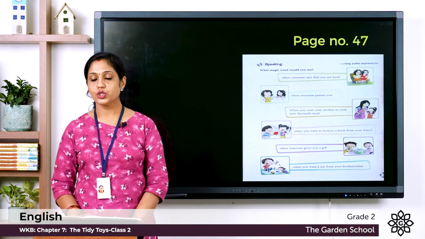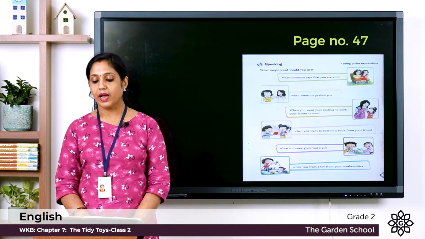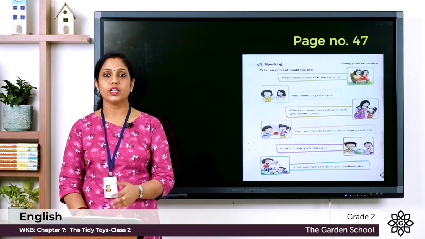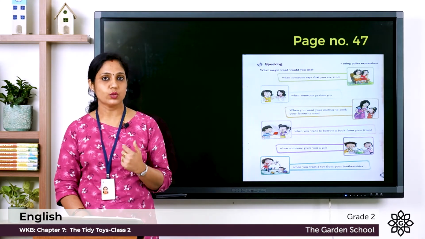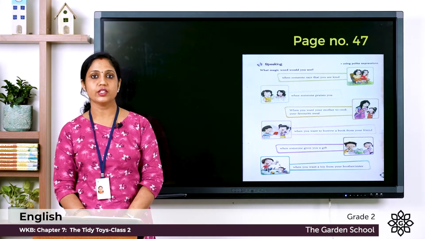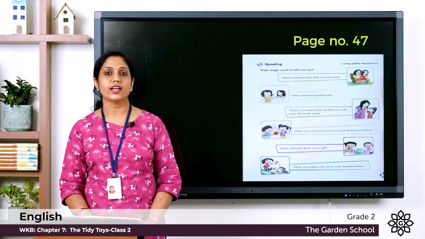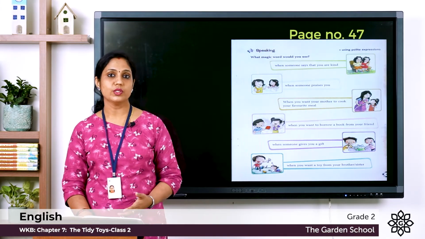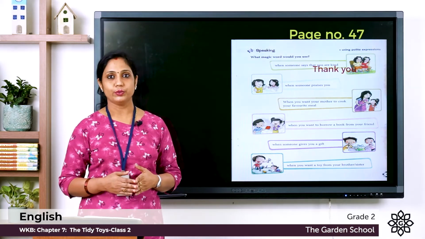Next, let's move on to speaking using polite expressions. What magic word would you use? So we learned magic words like thank you and please. So what magic word will you use with these sentences? So let's look at it. The first one, when someone says that you are kind, what will you say? You have to say thank you.